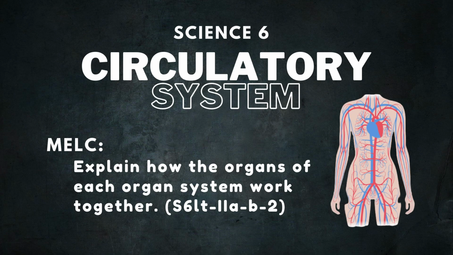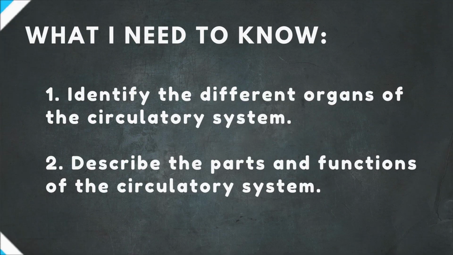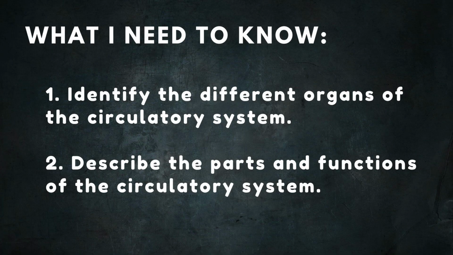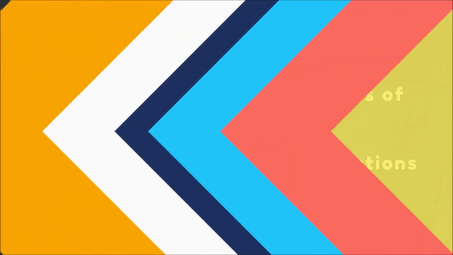Circulatory system. The topic that we're going to discuss today is about circulatory system. This episode is anchored from our most essential learning competencies. Explain how the organs of its organ system work together. Science 6 Circulatory System. In today's lesson, you are expected to identify the different organs of the circulatory system and describe the parts and functions of the circulatory system.